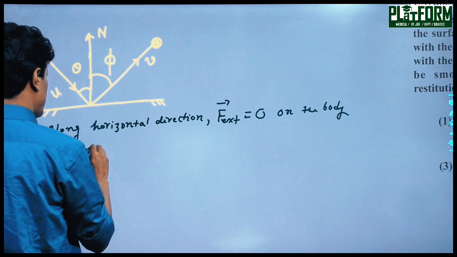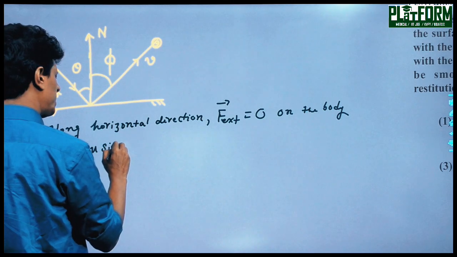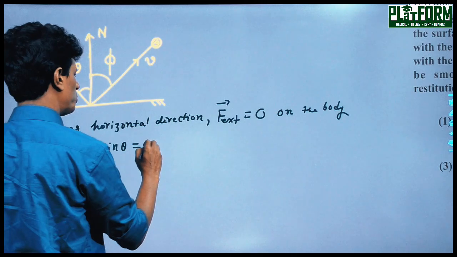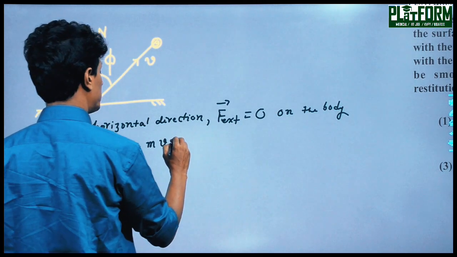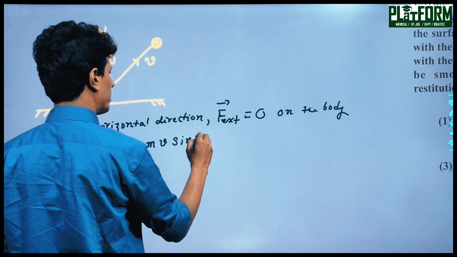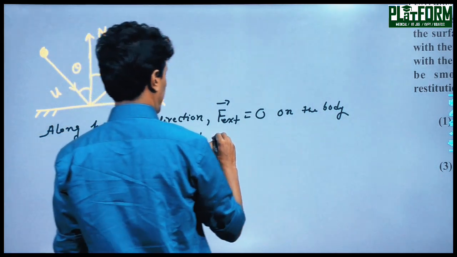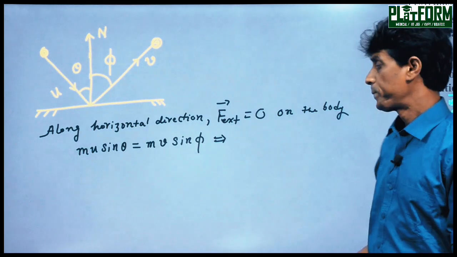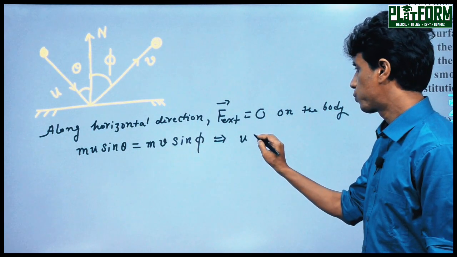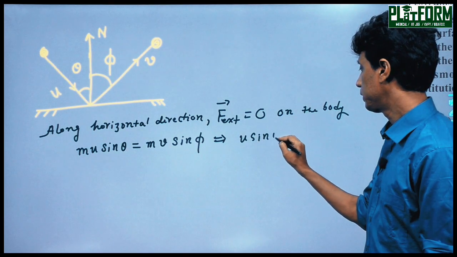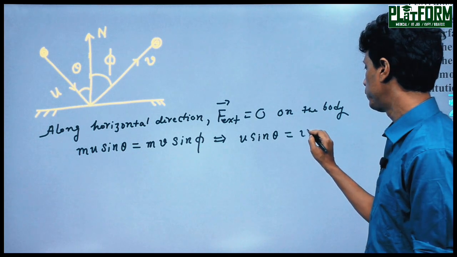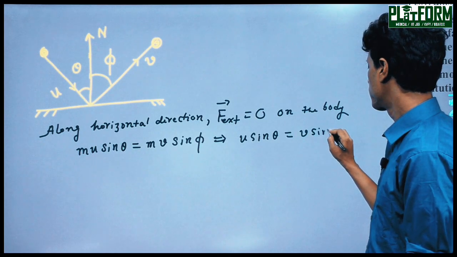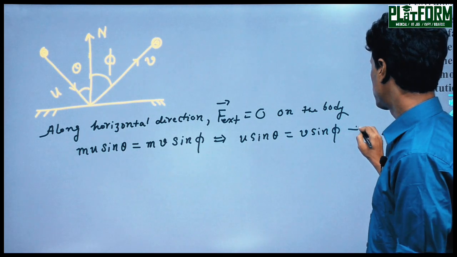So m u sine theta is equal to m v sine phi, and from this conservation of momentum equation, u sine theta is equal to v sine phi. This is equation 1.